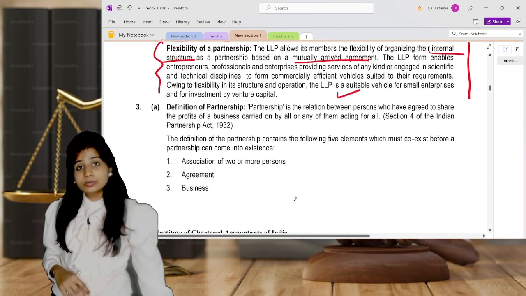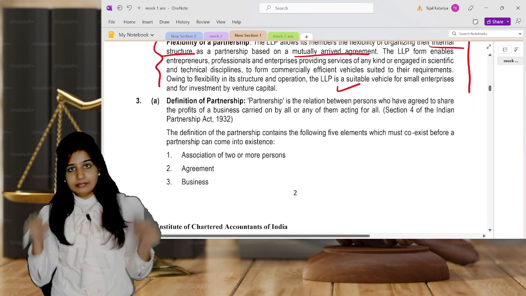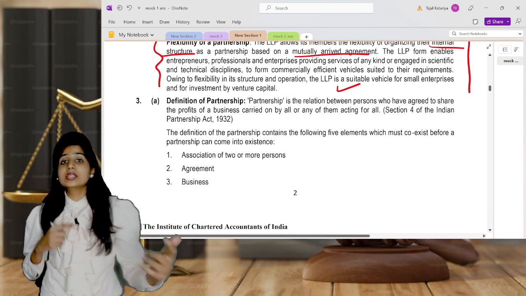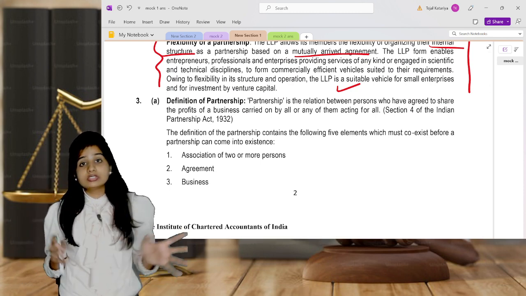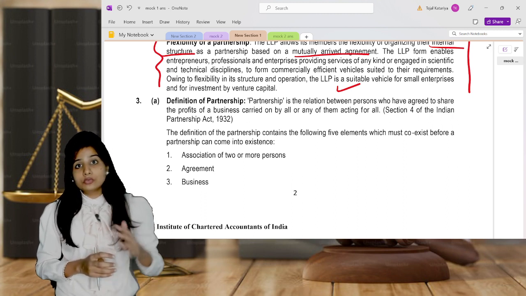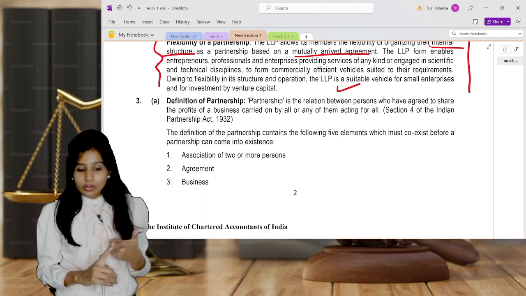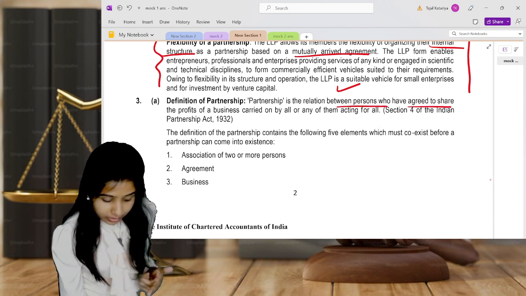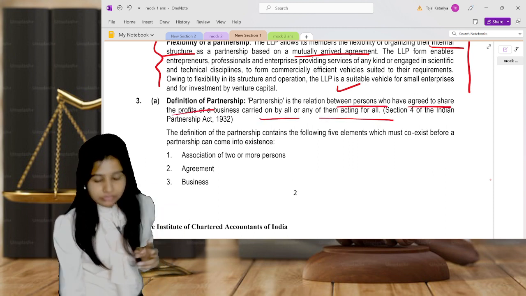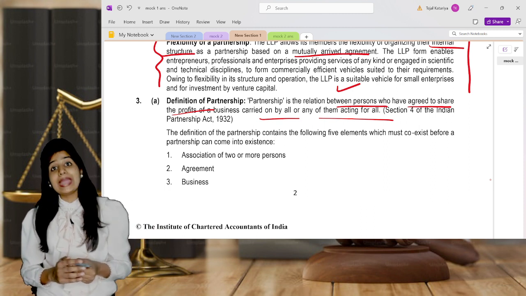So first of all, partnership, you're supposed to write section number 4, that definition, that partnership is nothing but the agreement between 2 or more persons. If you guys remember, we have discussed these 2 lines for almost an hour. So 2 or more persons, we have discussed on this. 2 or more persons who have agreed to share the profits of a business, whether carried on by all or any one of them acting for all.